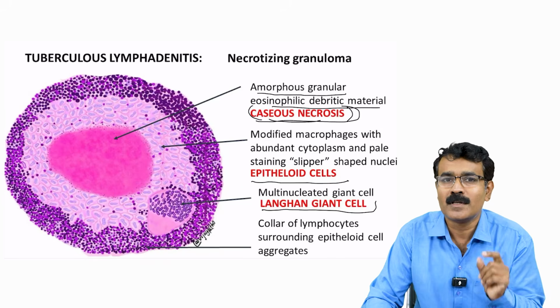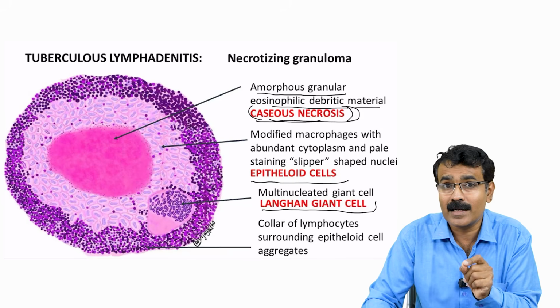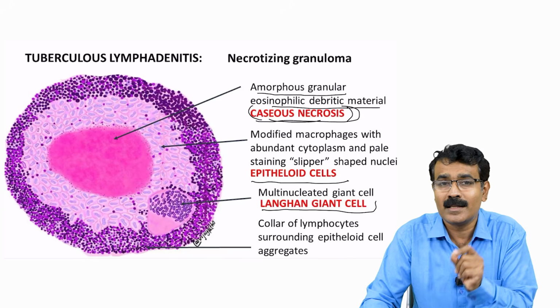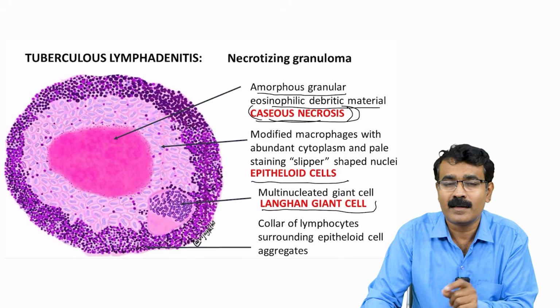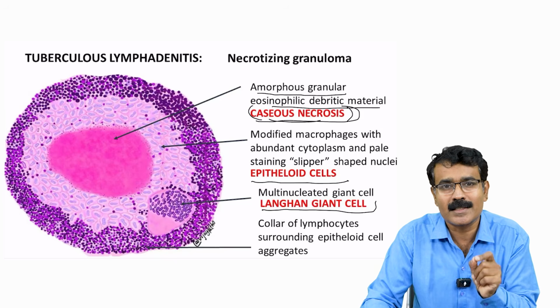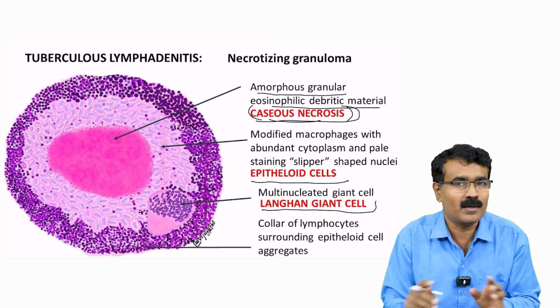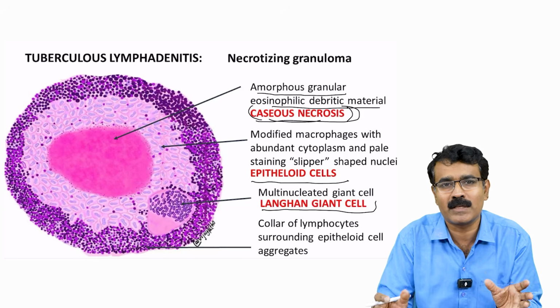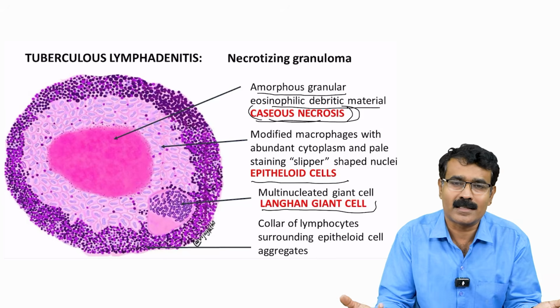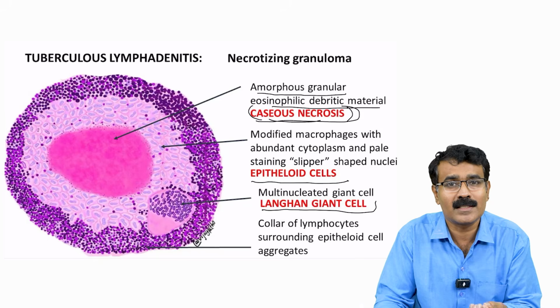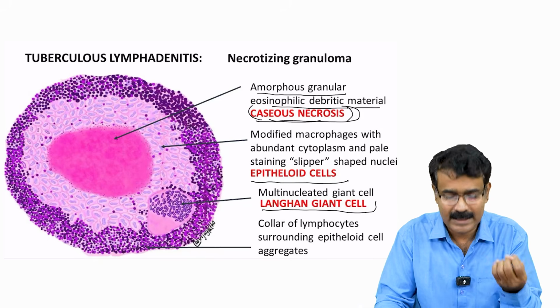Don't get confused with the Langerhans cell. The Langerhans cell is found in the epidermis. It is a type of dendritic cell, whereas the Langhans cell is a giant cell seen in tuberculosis. Most often students get confused between Langhans and Langerhans cells. So this in tuberculosis is a Langhans type of giant cell.